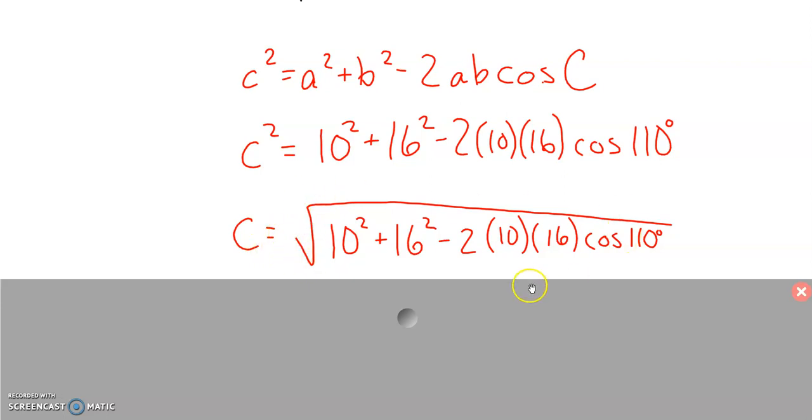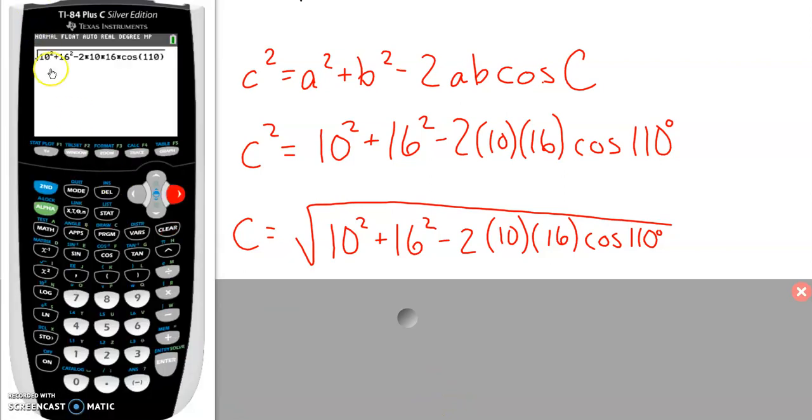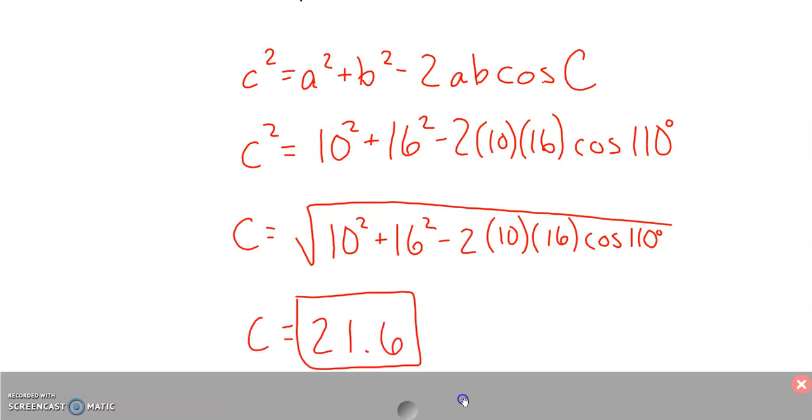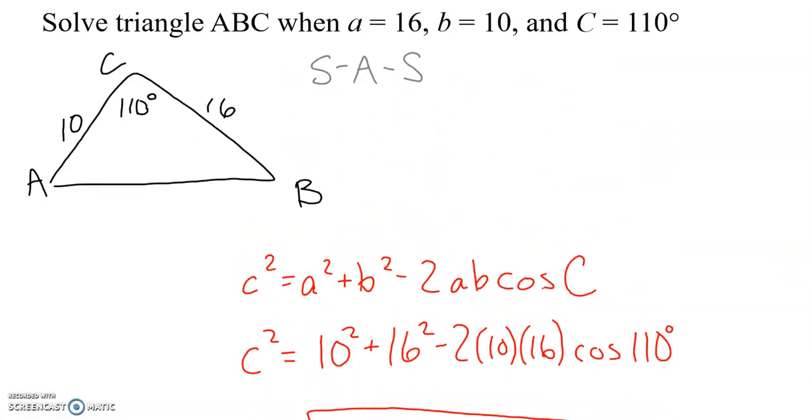So you just take the square root of each side, and then you can type all of that into your calculator all at once. And it looks like this. Ta-da! And then you press enter, and there's your answer right there. And that's side length C, which is about 21.6 units.